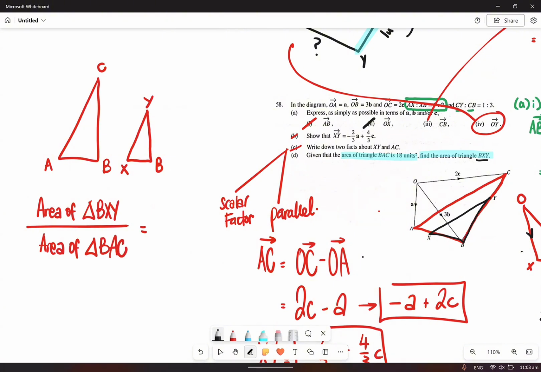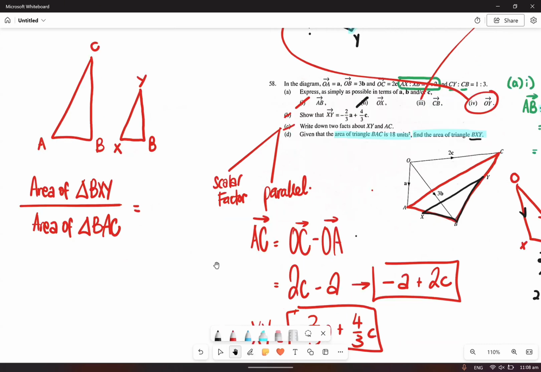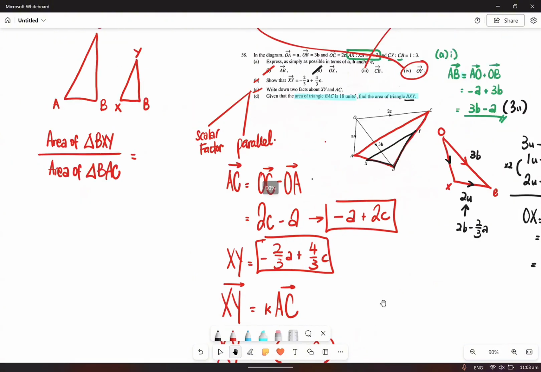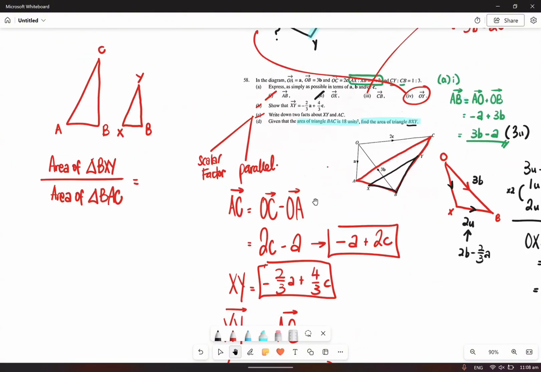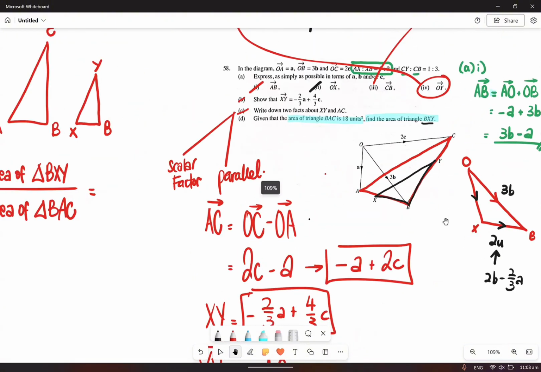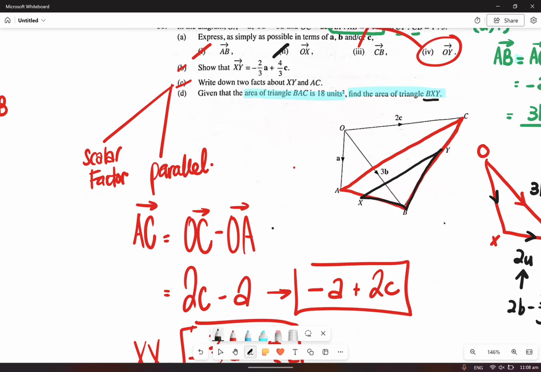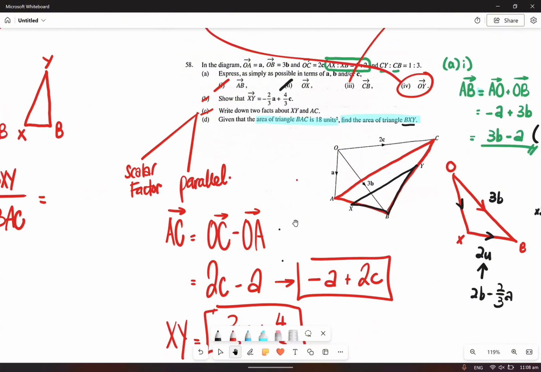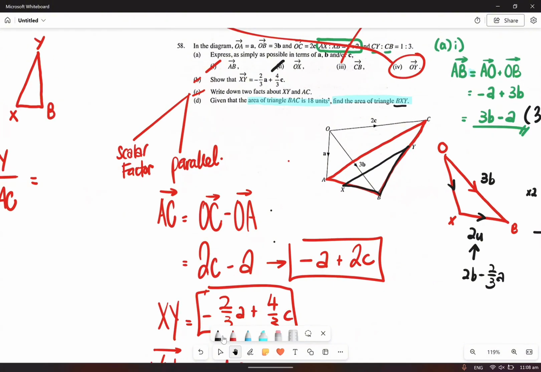Is equal to, use the what? You remember just now? The 2 over 3. Very good. Why is it 2 over 3? What is 2 over 3? Let's ask ourselves, which one is 2? XY is 2. And then AC will be 3.